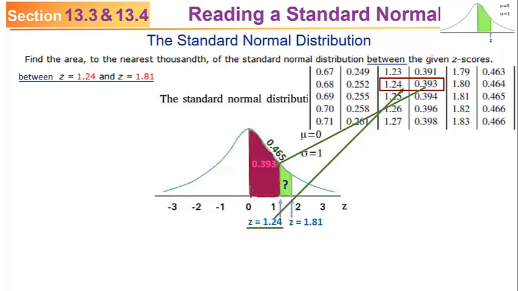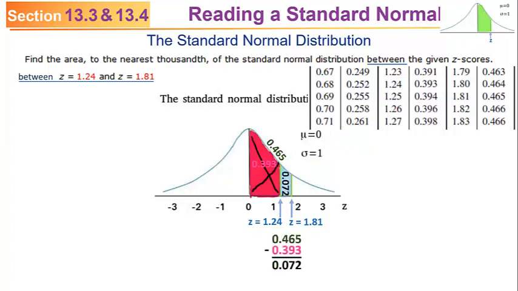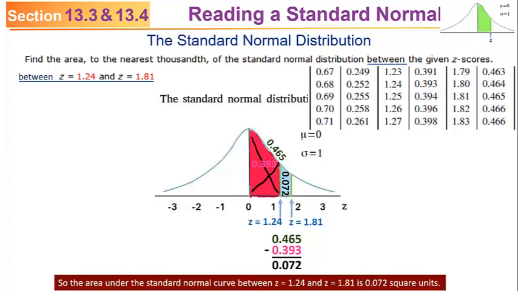That gives me the area that I want to get rid of. If I take the 0.465 area and subtract off the 0.393 area, I'm left with the area that I want, which turns out to be 0.072. So there's a little trick. Whenever the area doesn't include or touch z equals 0, you have to take the largest z value, look up the area, the smaller z value, look up the area, and then subtract the two. So the area under the standard normal curve between z equal 1.24 and z equal 1.81 is about 0.072 square units.